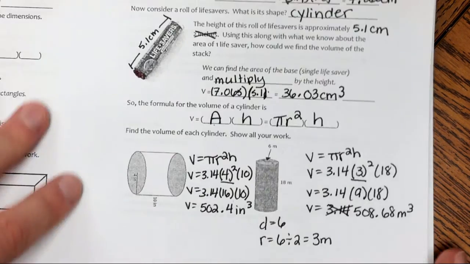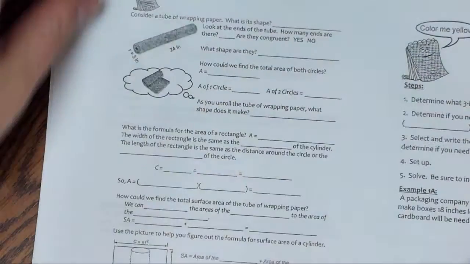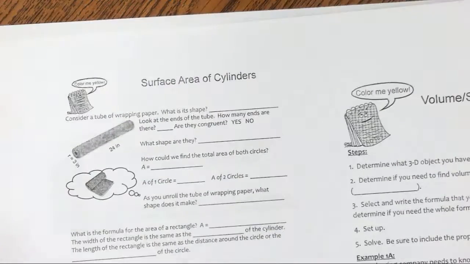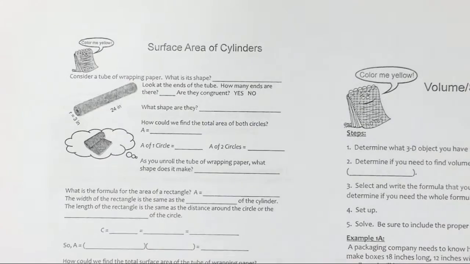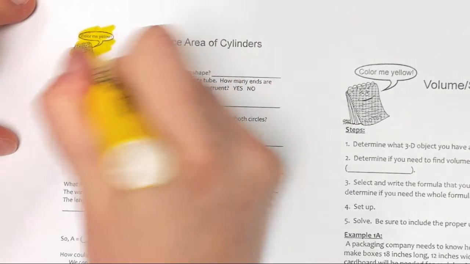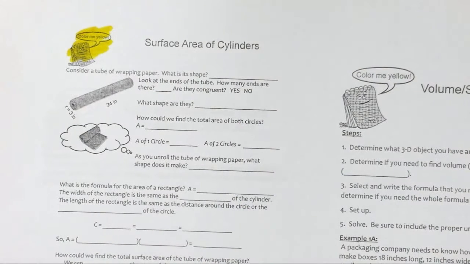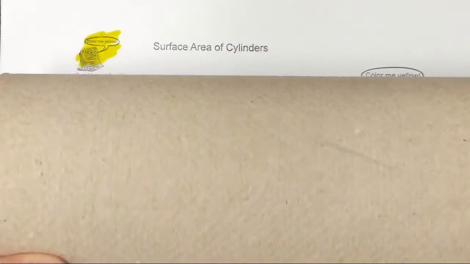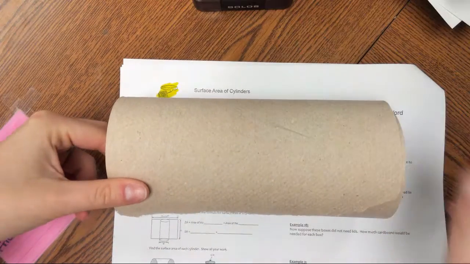Alright, so we're going to turn over to the surface area of cylinders, and we're going to look at these notes next. So again, still part of our 3D geometry unit, and our color there is still yellow. Alright, so the next thing we're going to do is consider a tube of wrapping paper. And I have a roll of paper towels here, so that's going to be my substitute for wrapping paper.